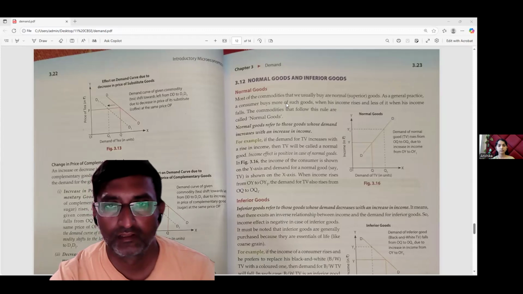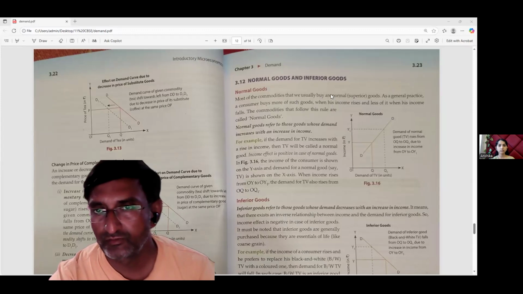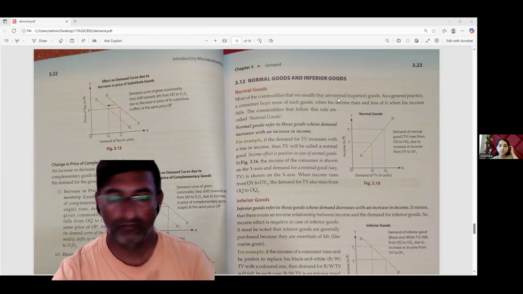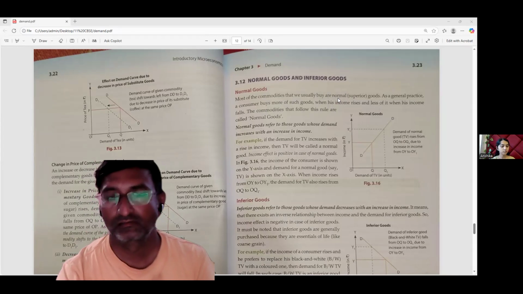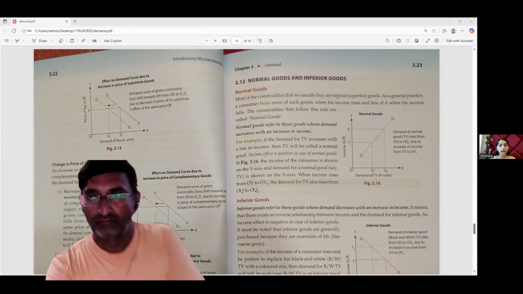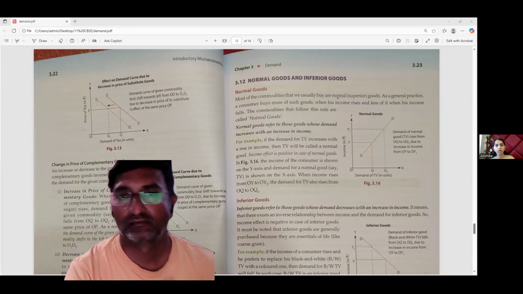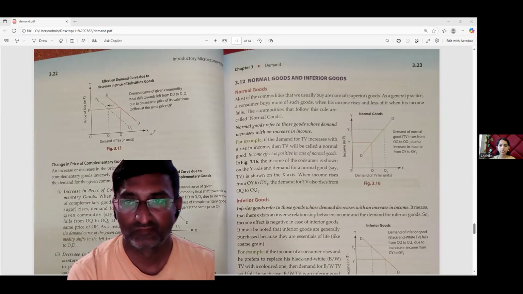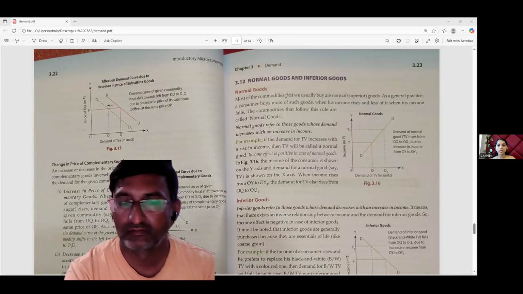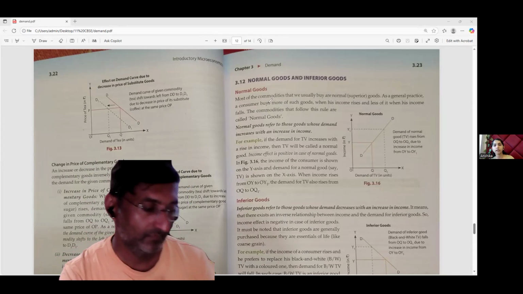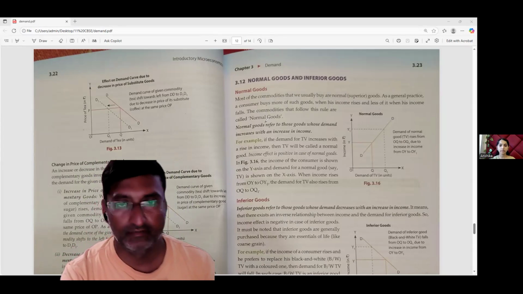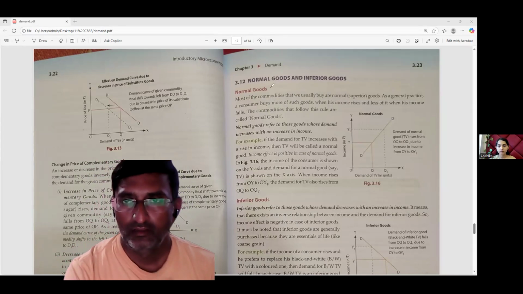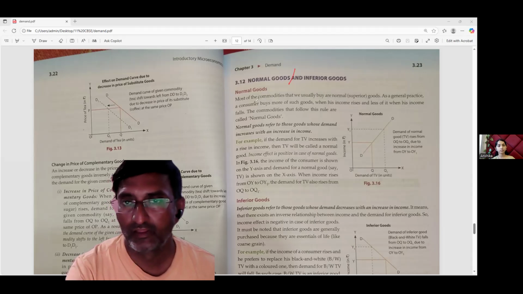Yes. Now, can we proceed with the normal goods and inferior goods? What is the meaning of inferior goods? Goods that have a lower quality than normal goods, which people with less income can buy. Right, exactly. So we will see the difference between normal goods and inferior goods.